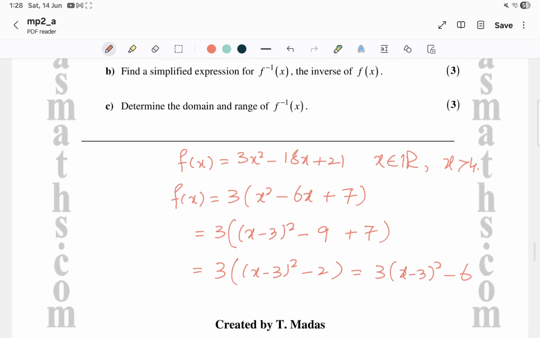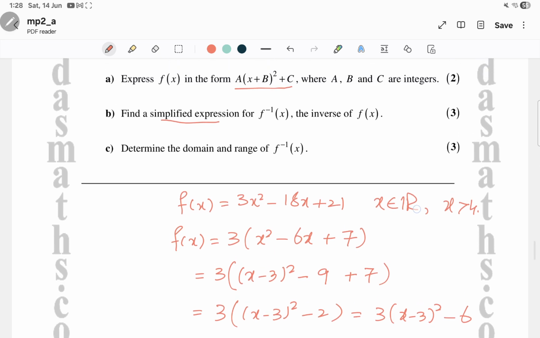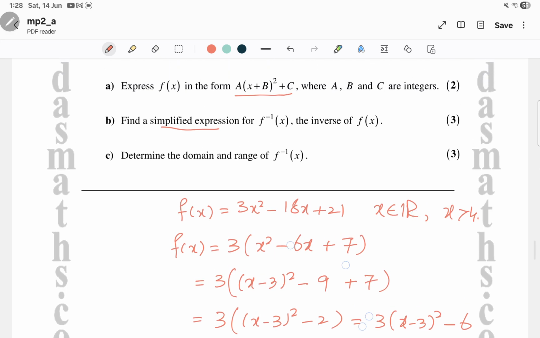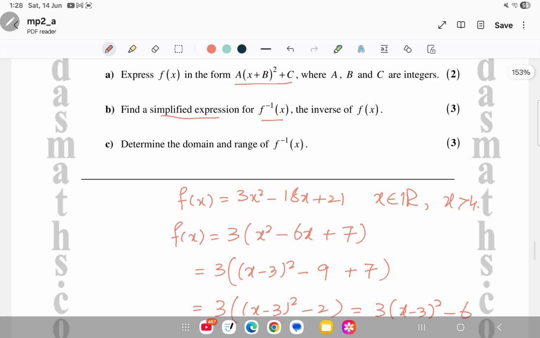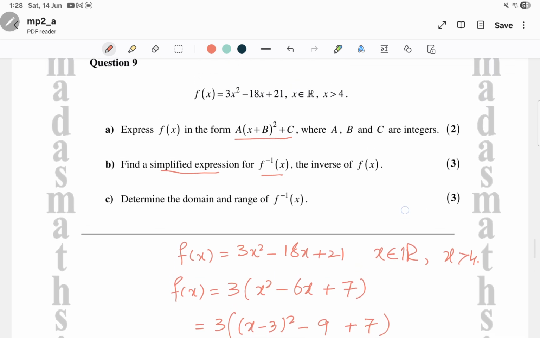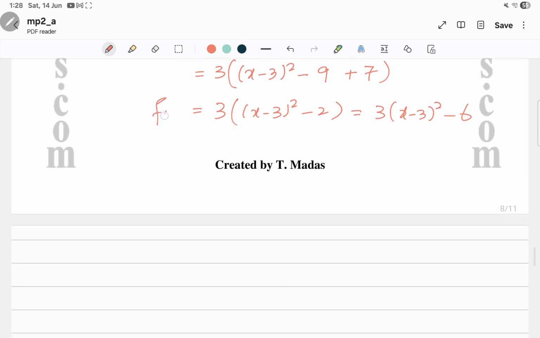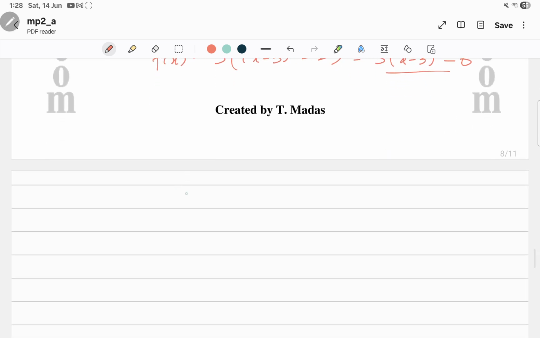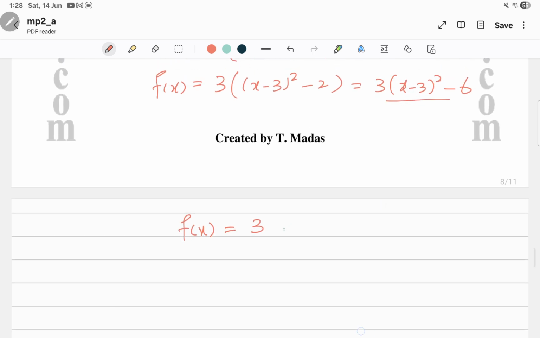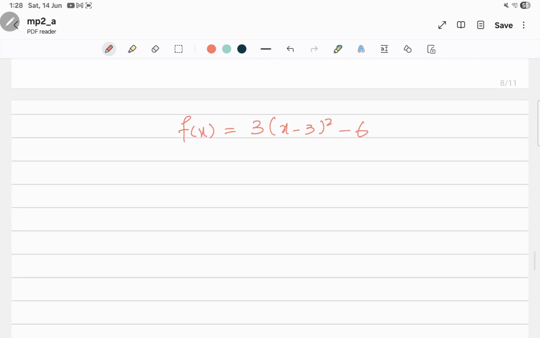So part A is done. Now part B is to find a simplified expression for f inverse of x, the inverse of f of x. So we have to find the inverse of the function f of x. To find the inverse, we can start from here because we already converted our f of x into this form. So we have f of x equals 3 times (x minus 3) whole squared minus 6.